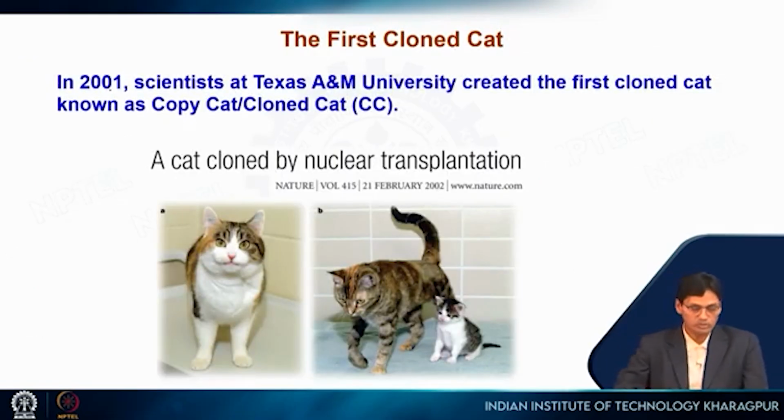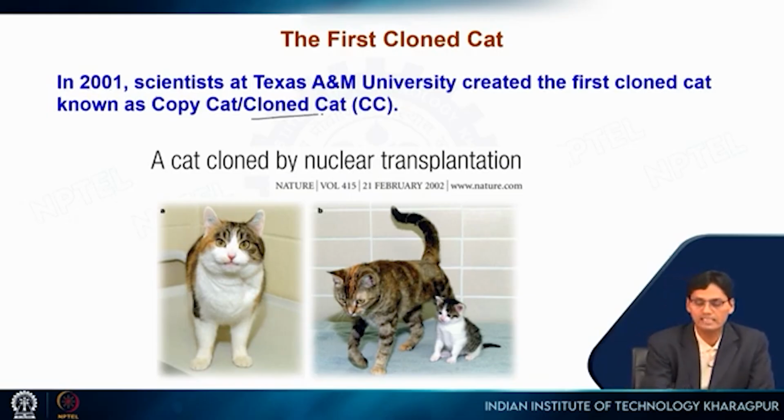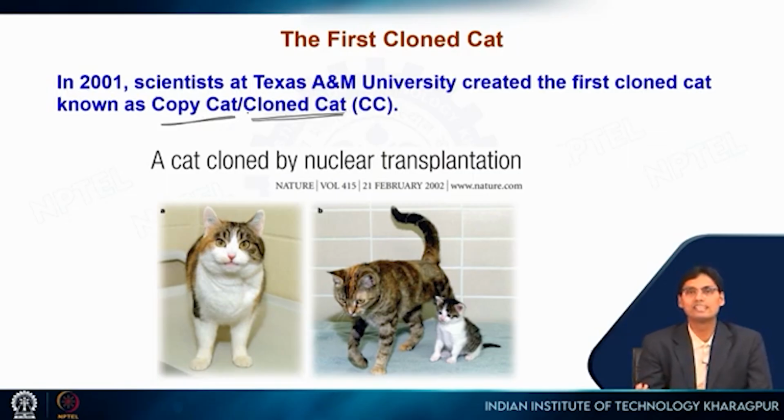Now, apart from the cloning I just discussed, there are some interesting facts, which I am mentioning just for fun. In 2001, scientists at Texas A&M University created the first cloned cat by the same method, somatic cell nuclear transfer. This is known as the clone cat, or copycat.